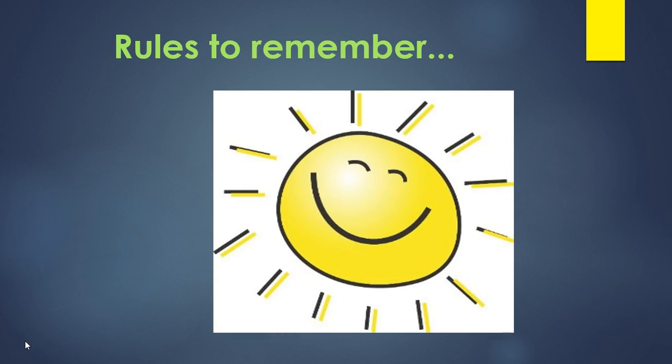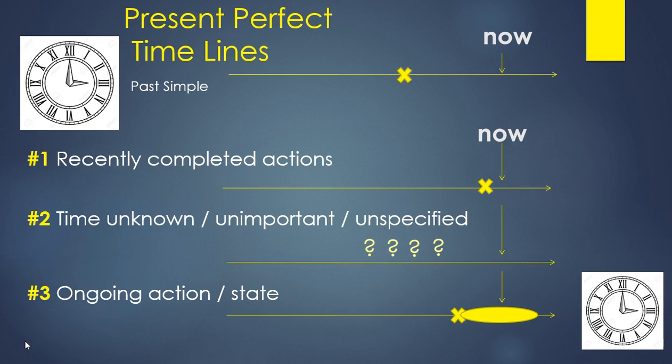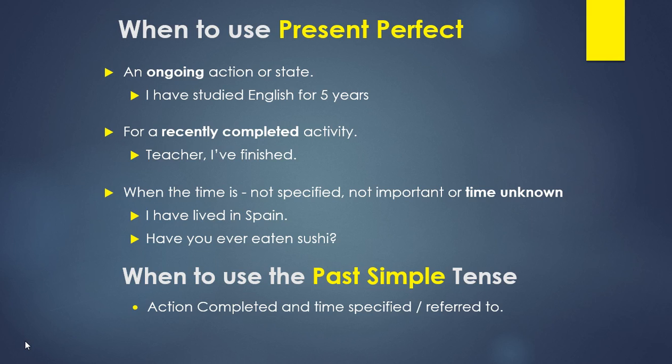So we're coming to the end now. Just a few points for you to remember. The structure: subject, have, has, verb 3, or the past participle as it's also known. The timeline: recently completed activity, time unknown or unspecified, or an ongoing action. At the top there you can see that when we have a specific time in the past, that's when we use the past simple. Okay, so ongoing: I have studied English for 5 years. Recently completed: teacher, I finished. Time unknown: I have lived in Spain, have you ever eaten sushi? And please remember, if you're going to use a specific time or relate it to a specific time, then you should be using the past simple tense instead.